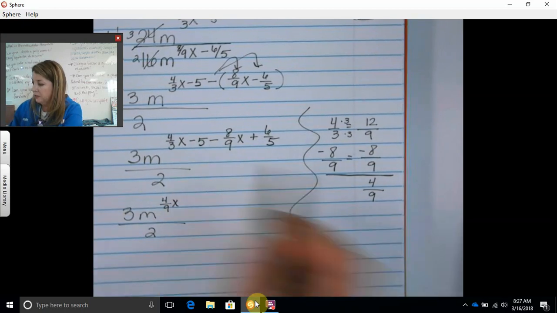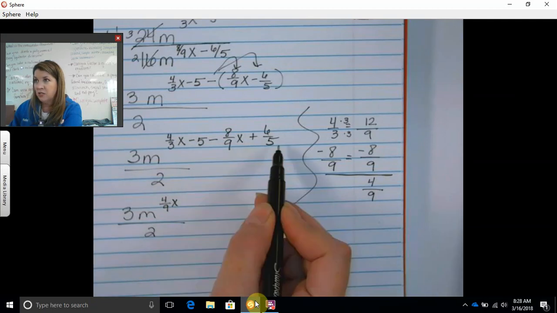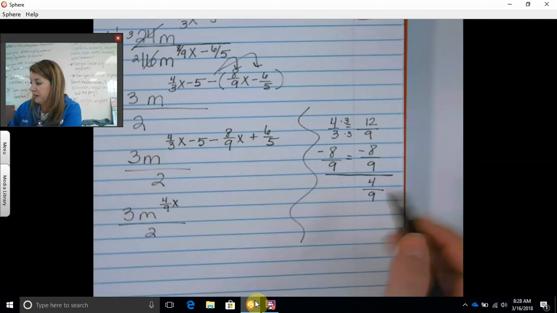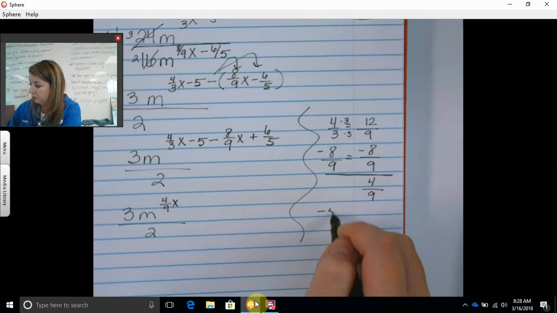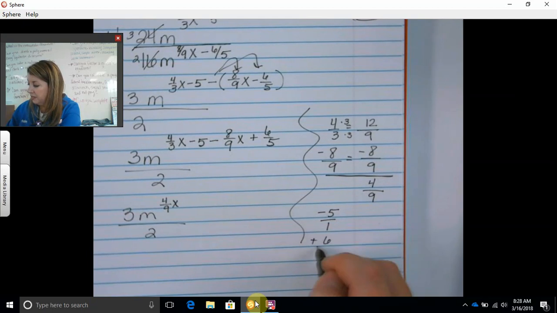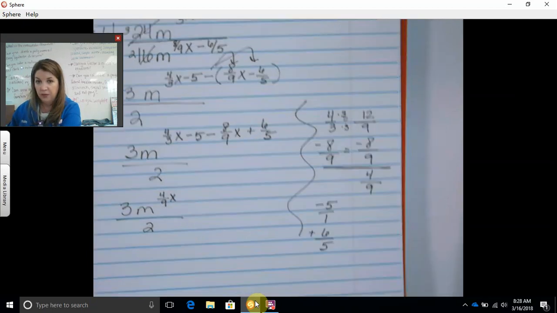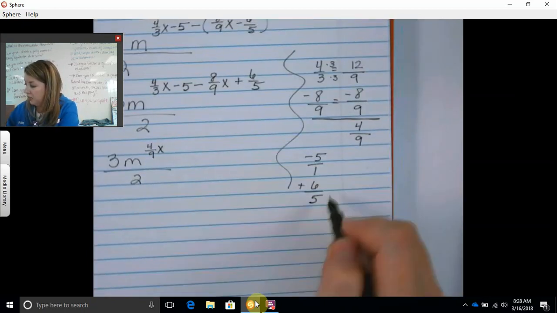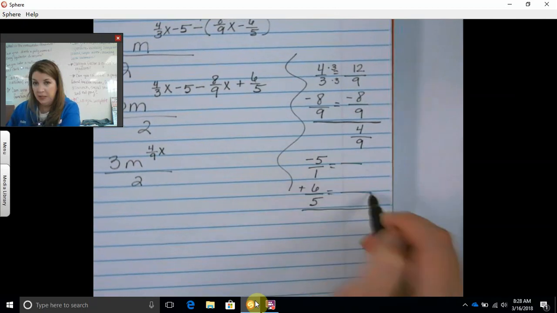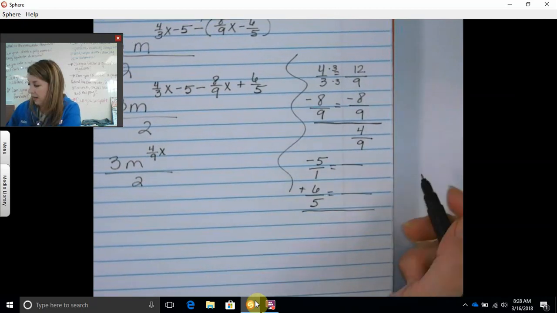And I also have to combine -5 and +6/5. One's a fraction, one is not. Can I turn -5 into a fraction? Put a 1 under it. So I have -5 over 1 plus 6/5. Obviously, I don't have a common denominator. So what would my LCD be? 5.